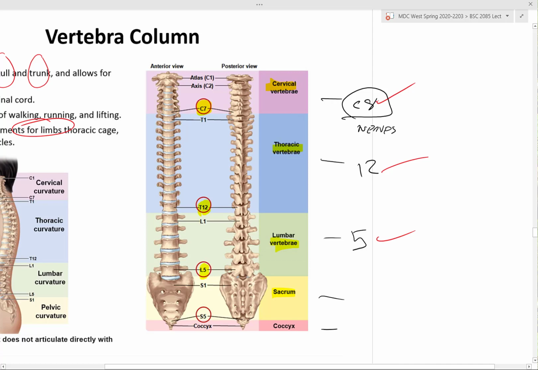Remember, you have the atlas and the axis, which are the first 2 cervical vertebrae, right? Instead of coming out below the level of the atlas, the first nerve comes out above it. So this is 1 more, so you have C7, and overall you're going to have C8. So nerve-wise, you have 8 nerves for the cervical, 12 nerves for the thoracic, 5 and so forth, right? Same thing. That doesn't change.